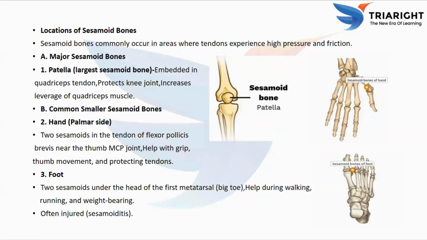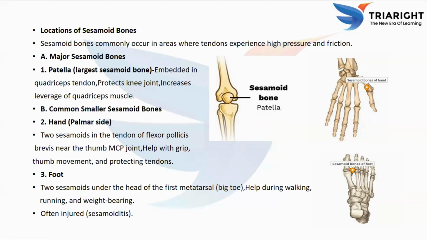So, locations of the sesamoid bone. Where are these bones located? Sesamoid bones are usually found in tendons where there is high pressure, stress or friction. They protect the tendon and help movement become smoother and more efficient. Which is the major sesamoid bone? It is the patella. This is the largest sesamoid bone. It is located inside the quadriceps tendon, and it protects the knee joint. It helps the quadriceps muscle work more efficiently by increasing the power value. This is the most important and strongest sesamoid bone within the human body.